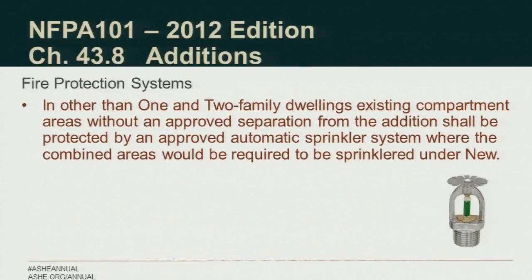Fire protection systems. Other than 1 and 2 family dwelling, existing compartment areas without an approved separation from the addition shall be protected by an approved automatic sprinkler system, where the combined areas would be required to be sprinkled under new. Again, that's only for 1 and 2 family dwellings, and they threw that in there so that if there's a garage that's not attached, it wouldn't trigger that.